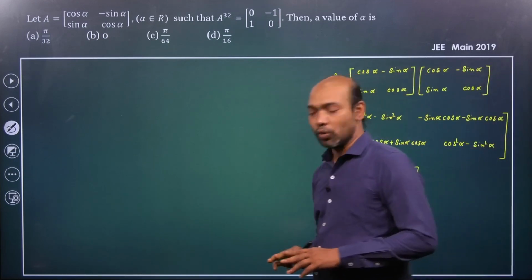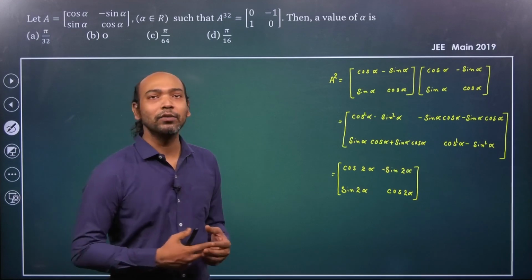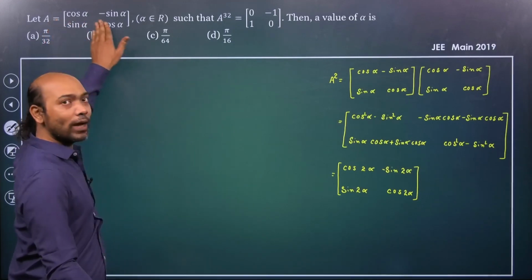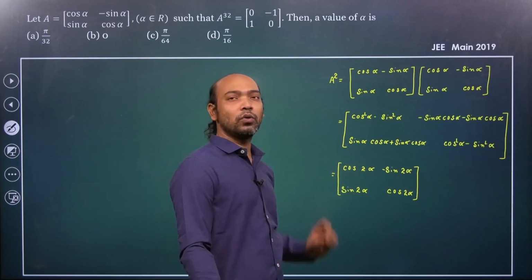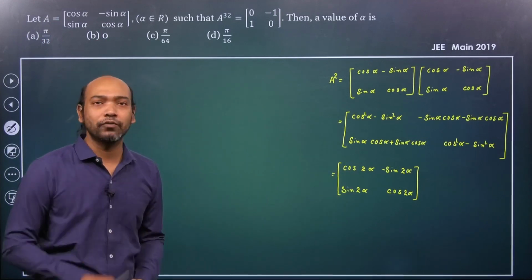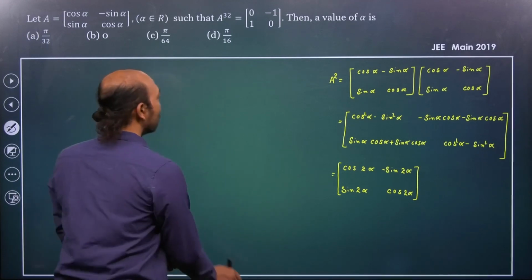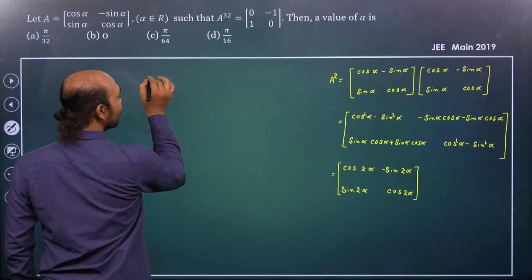From A square also we can predict something. For A to the power 1 we have cos alpha, and A square has cos 2 alpha. But maybe it changes for A cube, we don't know. So let's try A cube as well and multiply that now.